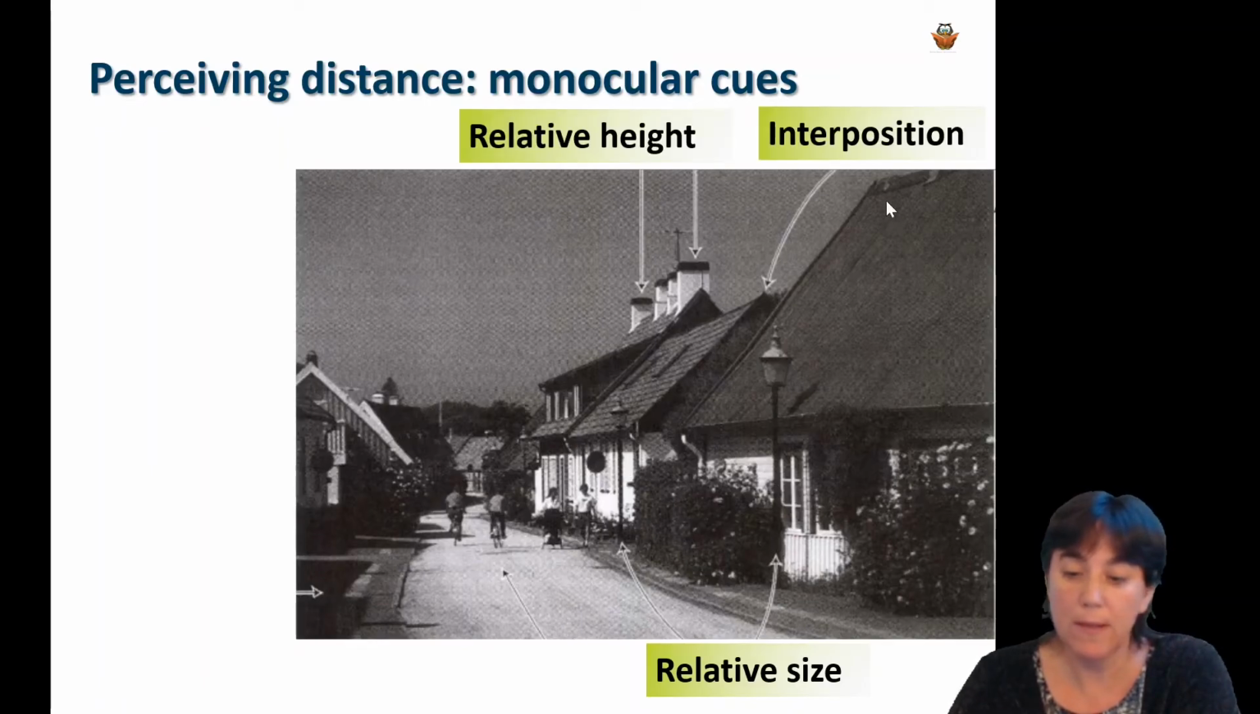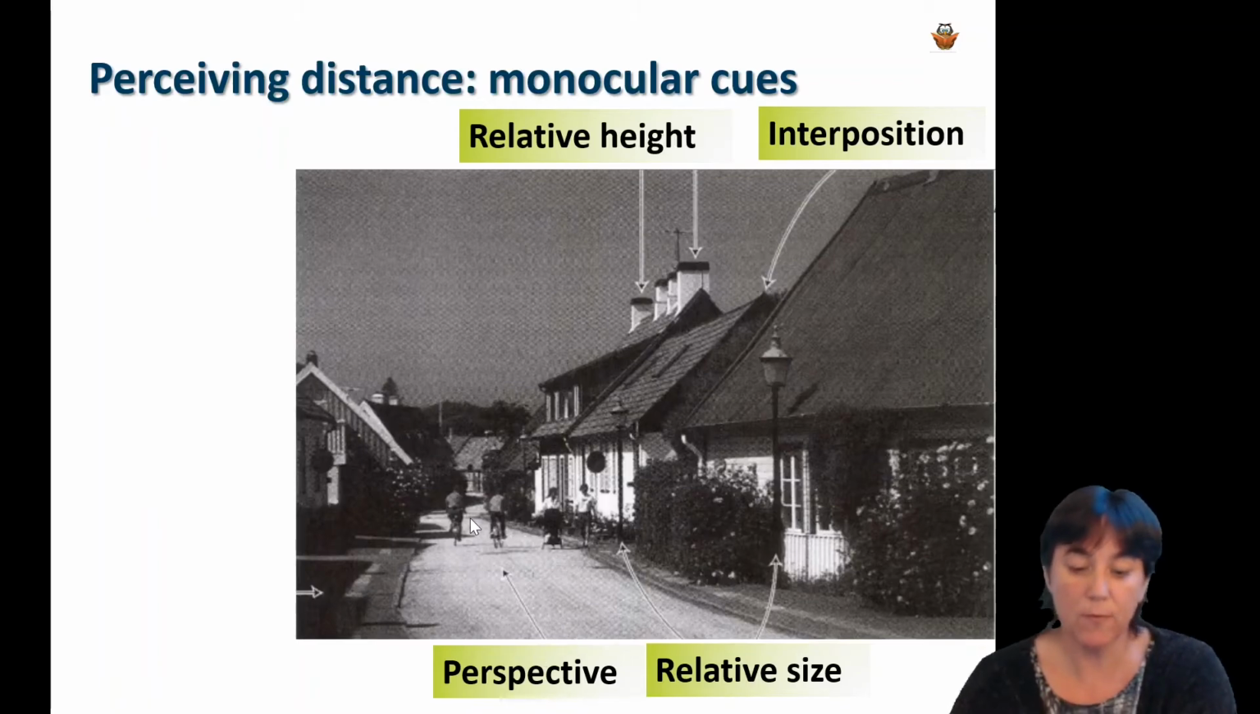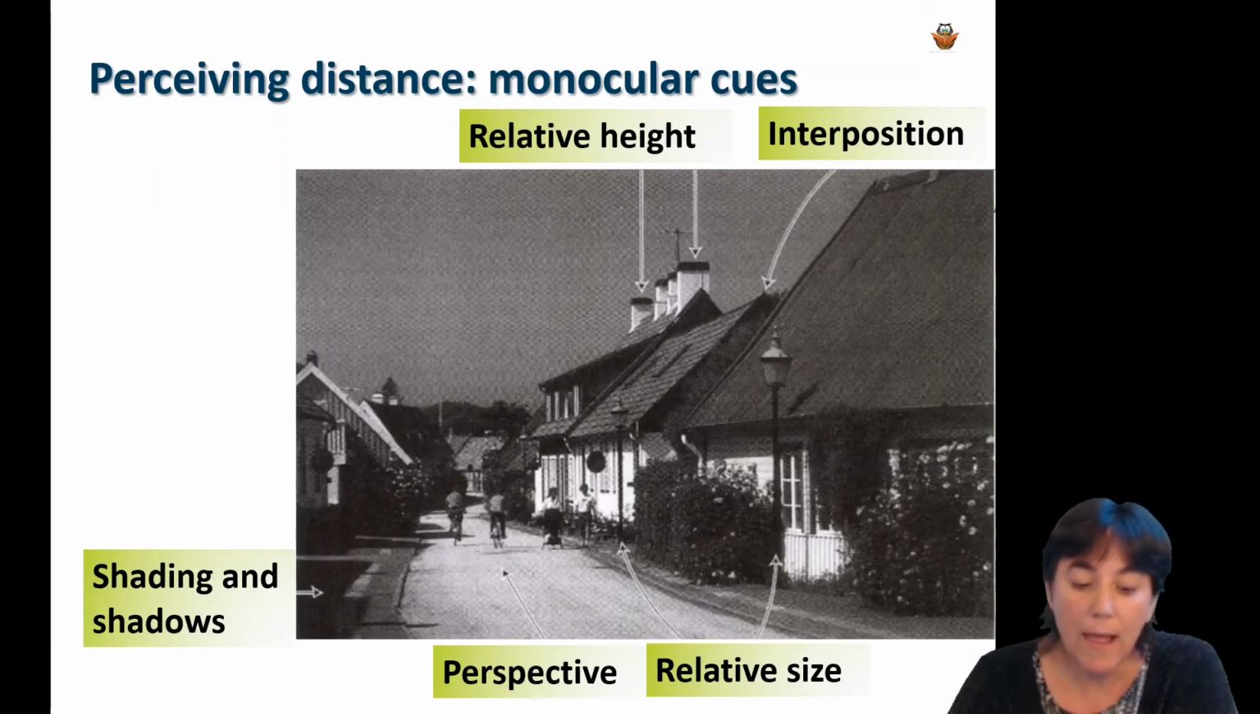We have interposition. Basically, this house roof is covering the other one. We have relative height, so how high these chimneys are. We have perspective, roads going together, road sides. And we might not see it or might not realize it, but shading and shadows are really important in perceiving distance or depth.